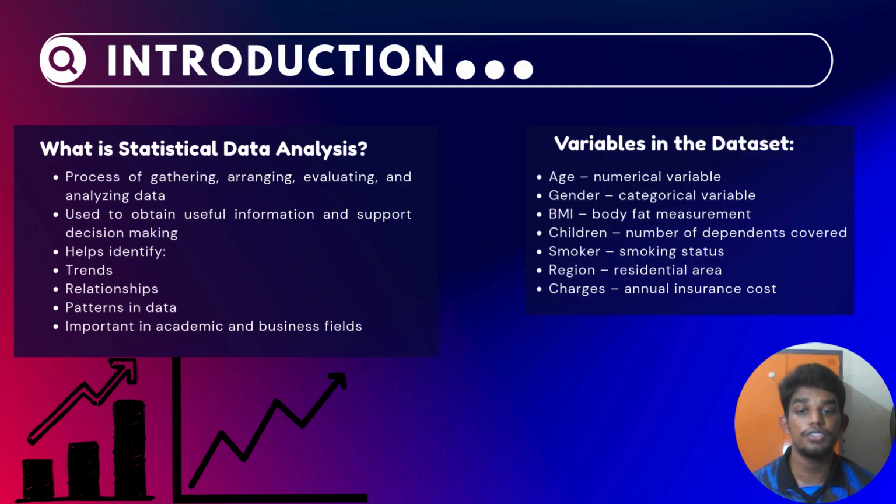The first variable is age, which is a numerical variable representing the age of individuals. Next is gender, which is a categorical variable. BMI, or body mass index, is used to measure body fat based on height and weight. The children variable shows the number of dependents covered under the insurance plan. The smoker variable represents whether the individual is a smoker or non-smoker, while the region variable indicates the residential area of the insured person. Lastly, charges refer to the annual insurance cost paid by the individual.